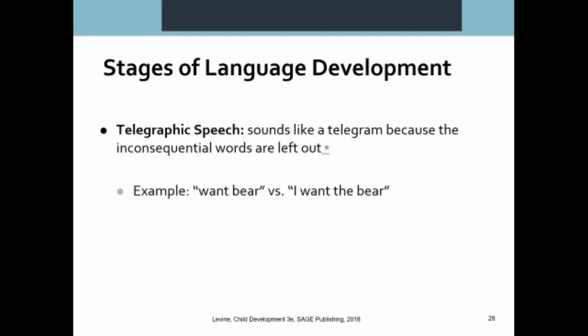Then all of a sudden, once again, around a year and a half, it varies, you'll hear them string two words together. So they want to say, I want the bear, and they say want bear. And they don't say bear want. They don't get the order wrong. When they start combining two words, they put them in the right order.